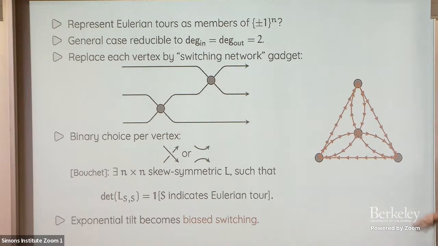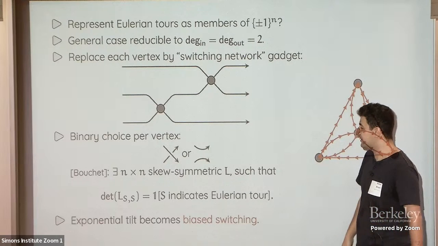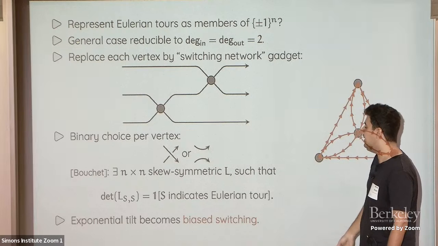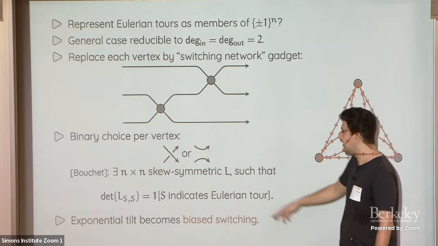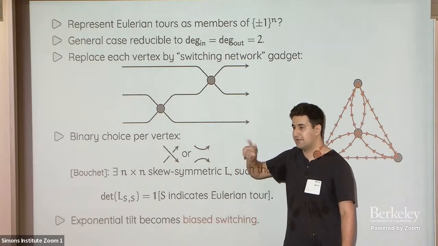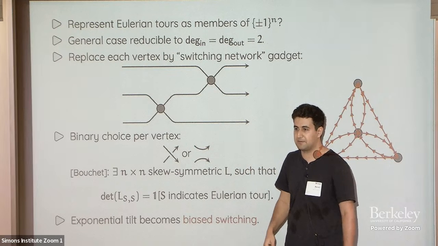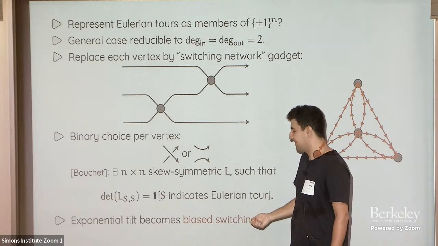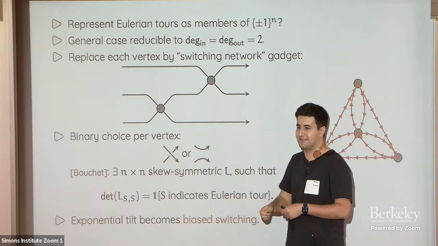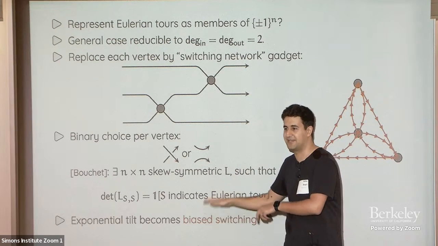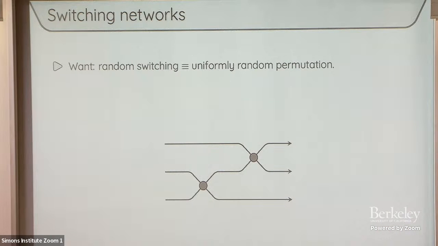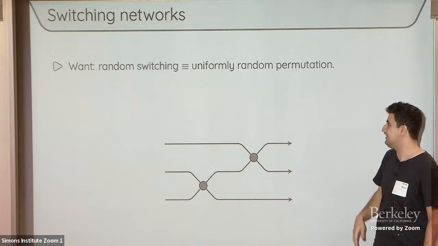So after you've translated everything to the hypercube, now it makes sense to talk about exponential tilts. So exponential tilts become biased switching networks. So instead of these switches happening with probability 1/2, 1/2, they just happen with probability P and 1 minus P, where they are like tangent hyperbolic of these weights. Okay, so how do you construct these switching networks? Let me just briefly mention it.